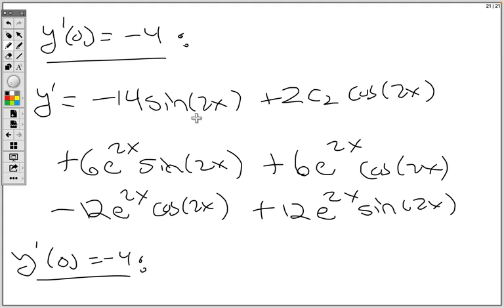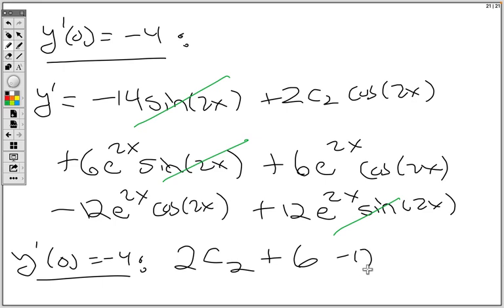So once again, if I plug in 0, all the terms with sines in them will cancel out. Cosine of 0 is 1, so I get that 2c2. So you see it's important to remember that 2 comes out. 2c2 plus 6 minus 12 is negative 4.